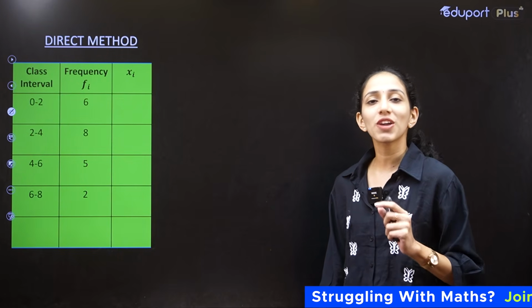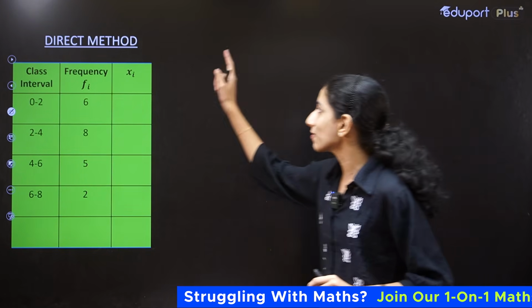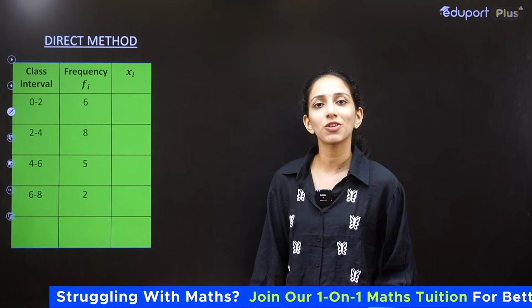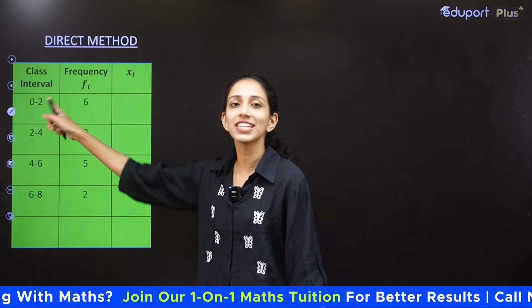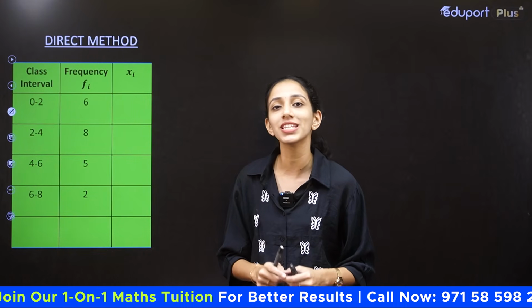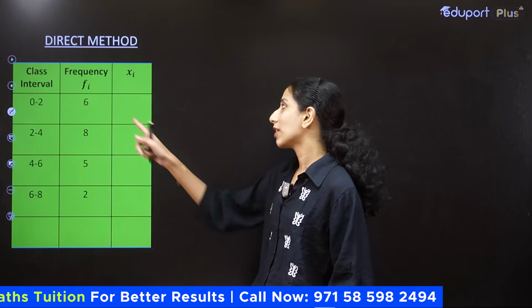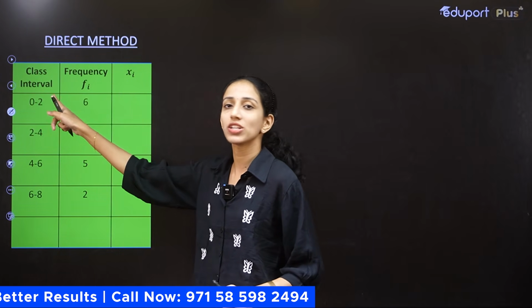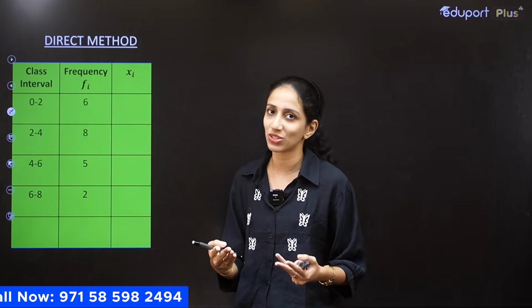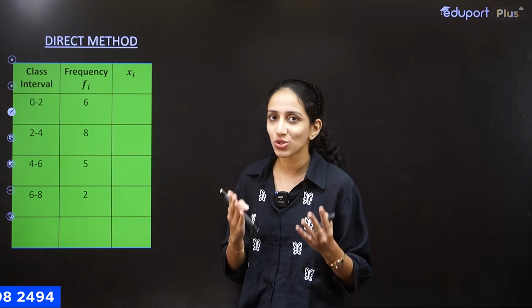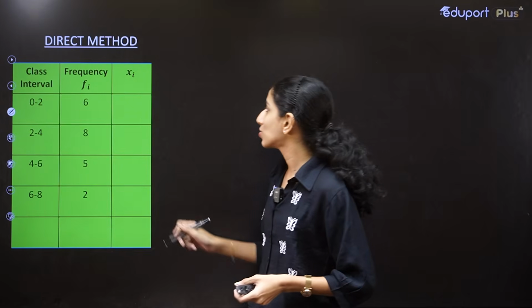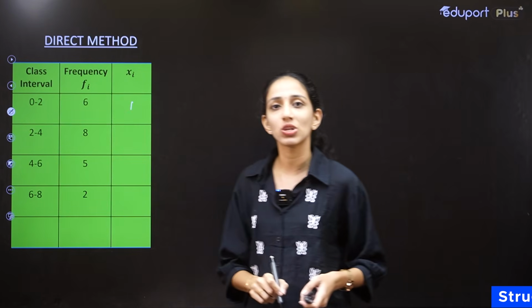Okay, so we want to find out the value of xi. How will you find the value of xi? Just add the upper limit and lower limit, then divide by 2. So what will be the answer here? For 0 and 2, just add 0 plus 2. What is 0 plus 2? 0 plus 2 is 2, and 2 divided by 2 is 1. So we got the value 1.